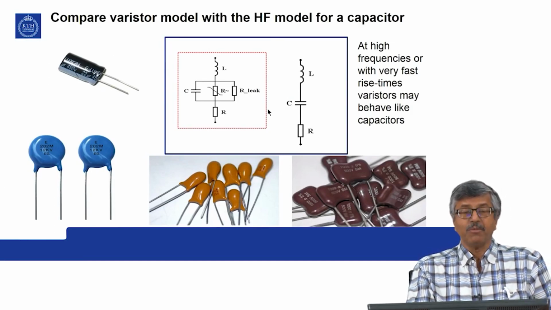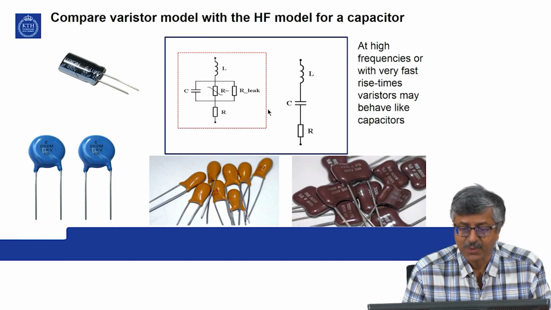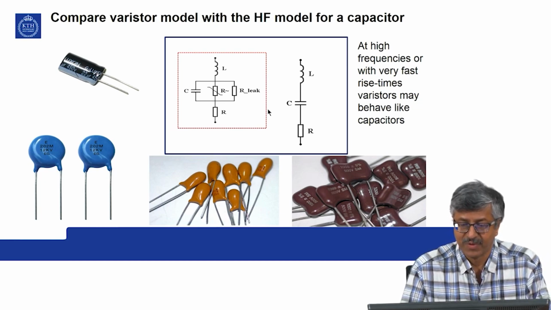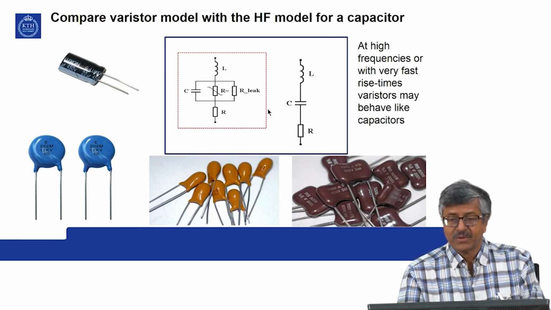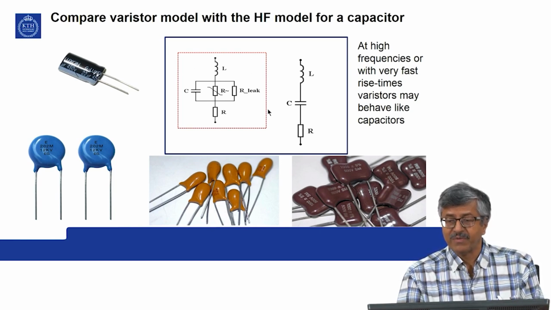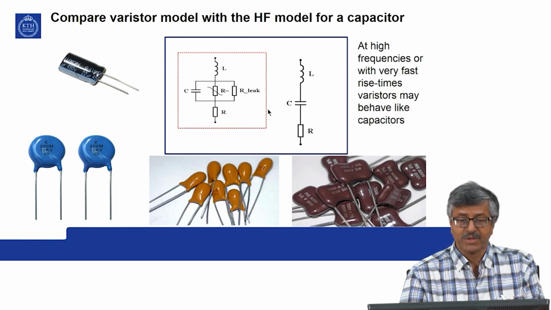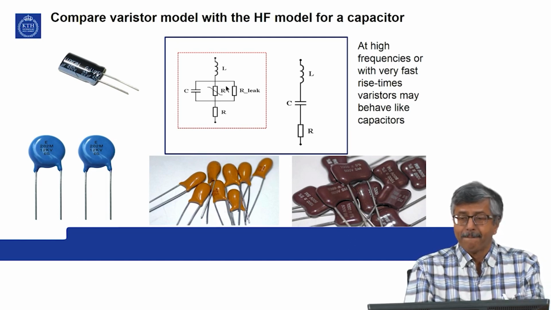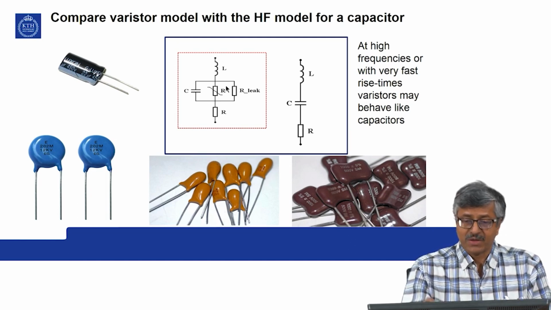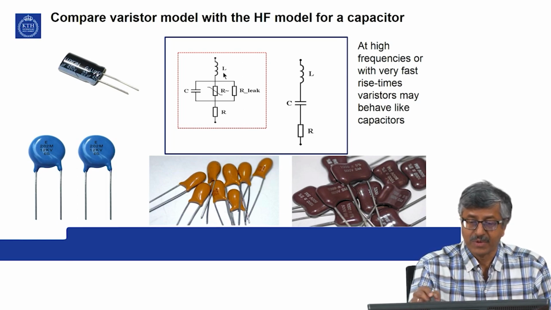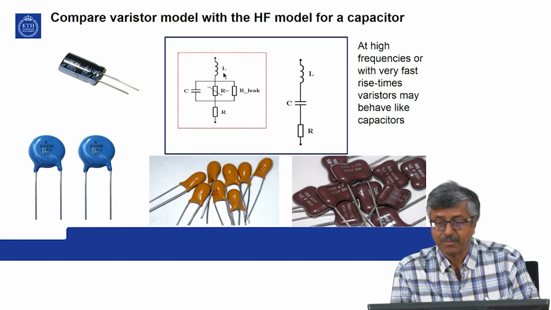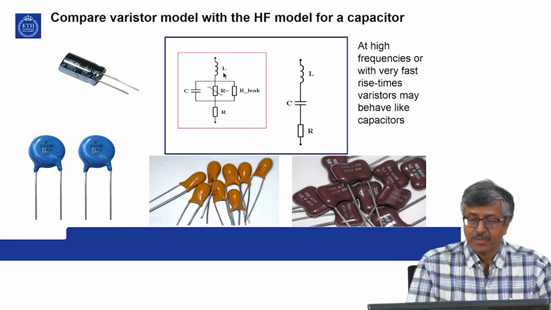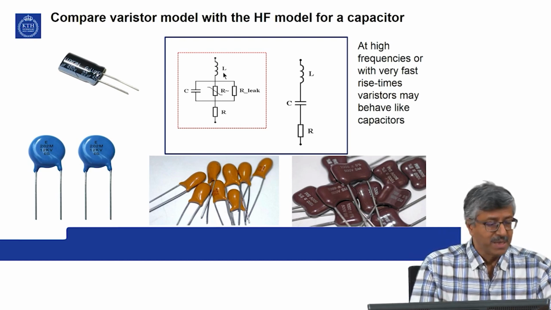Now, the varistor model and the high frequency model of a capacitor are quite similar, even though there are some differences. So, at high frequencies or with very fast rise times, varistors may behave like capacitors also because of that. Because this nonlinear element requires a very large voltage to be impressed across it. But during high frequencies, a lot of voltage drop can happen in the inductor itself. So, we will show one example of that.